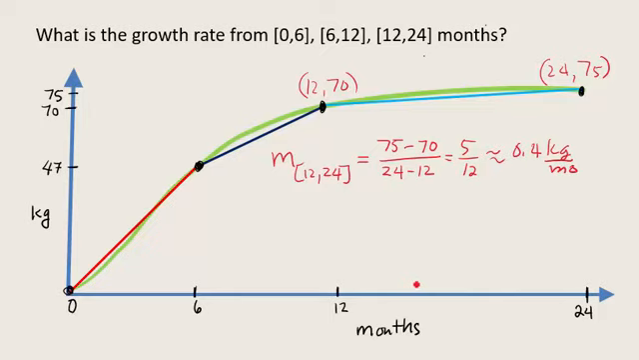So what we're looking at now is a curve, the green curve. The average rates of change would be the slopes of the secant lines to the curve over a given interval, like from 0 to 6, 6 to 12, and then 12 to 24. You can also take other intervals, like the first 3 months. Then you're going to have a different secant line, and it will have a different slope. Okay, so let's move on to the next example.